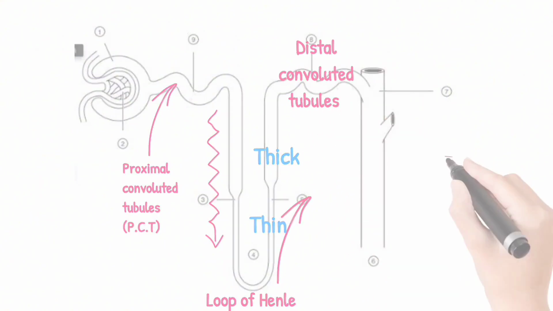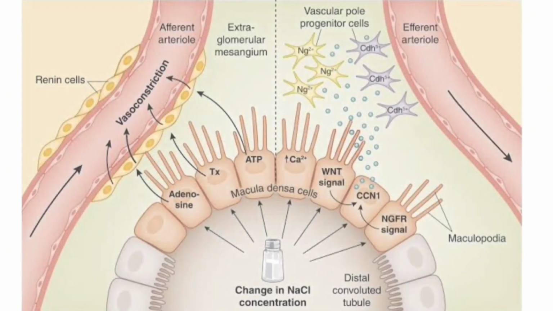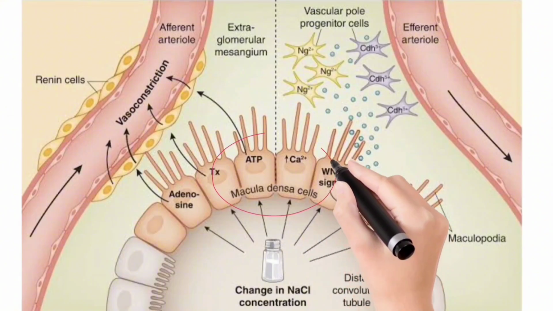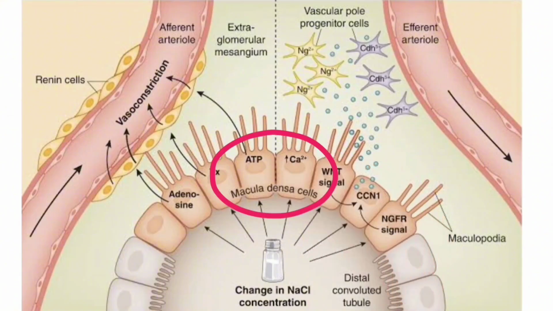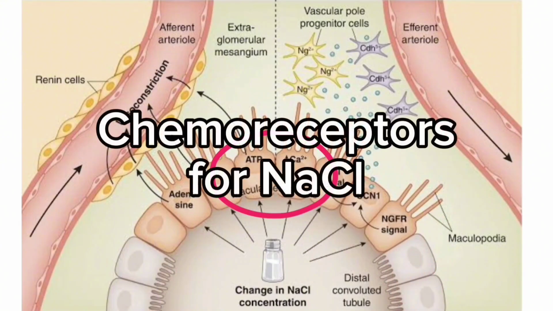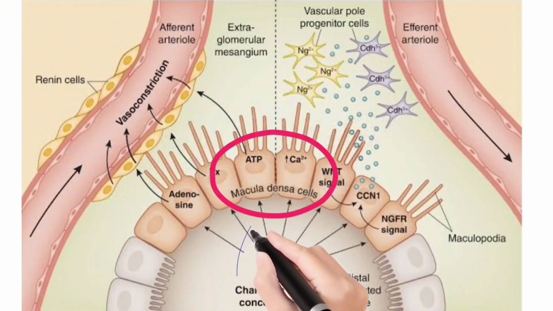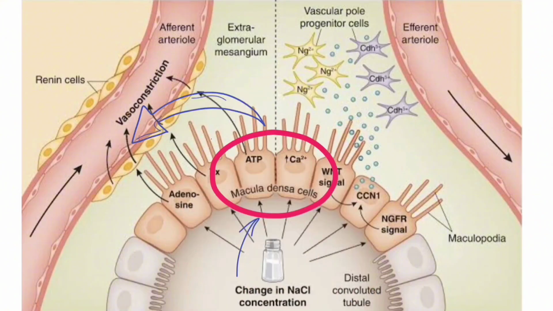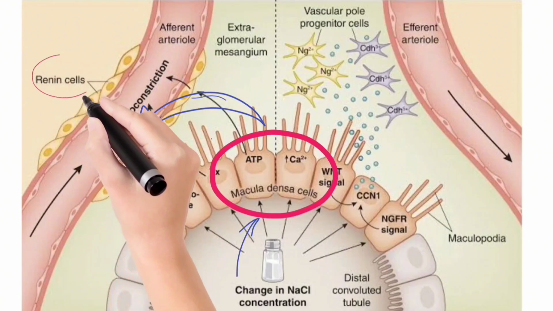This part contains a specialized type of cells called the macula densa. These macula densa cells are chemoreceptors. They detect the levels of sodium and chloride in the fluid. If the sodium level is too low, they send signals. These signals go to the juxtaglomerular cells, which are located in the wall of the afferent arteriole. In response, the juxtaglomerular cells release an enzyme called renin.